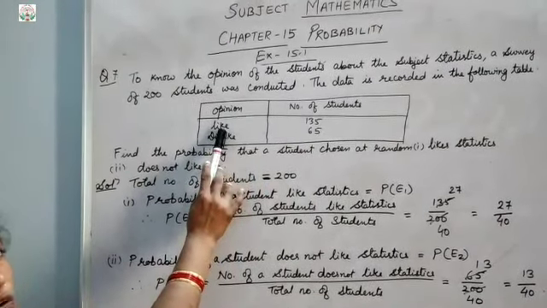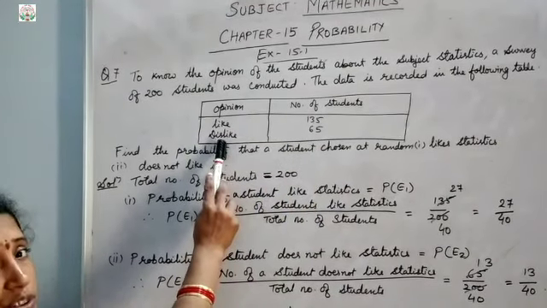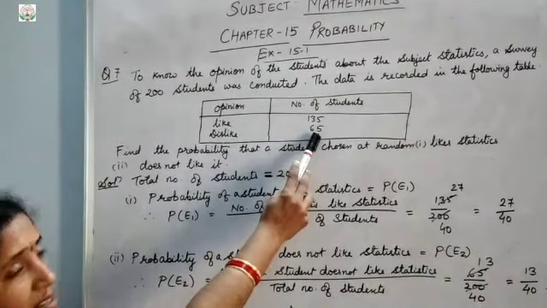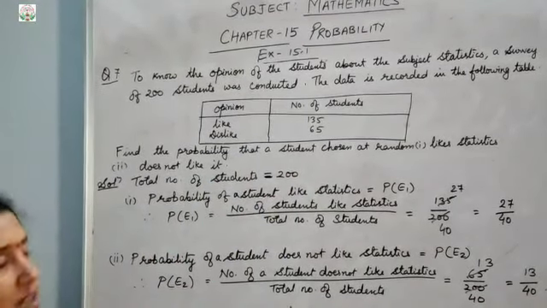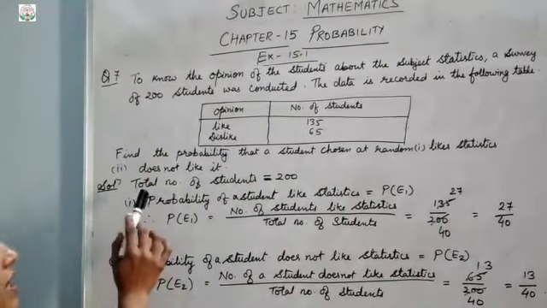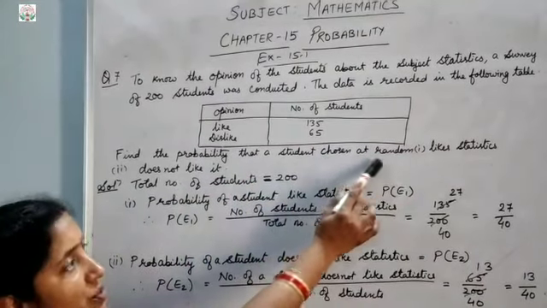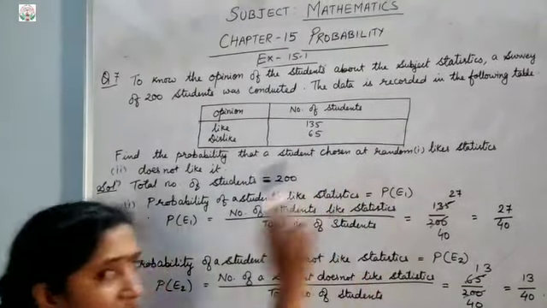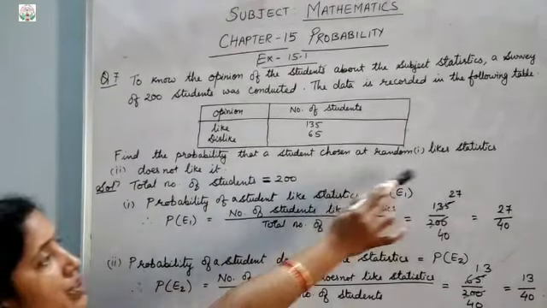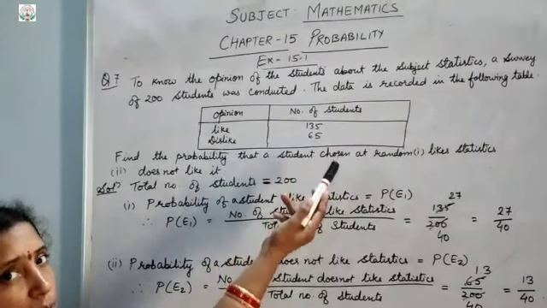So here, how many children like statistics? 135. And how many students dislike statistics? That is 65. Okay. So now these are the data given to you. Now what do you have to find? Find the probability that a student chosen at random likes statistics and does not like statistics. So first the probability of liking we will find, and then the probability of disliking.